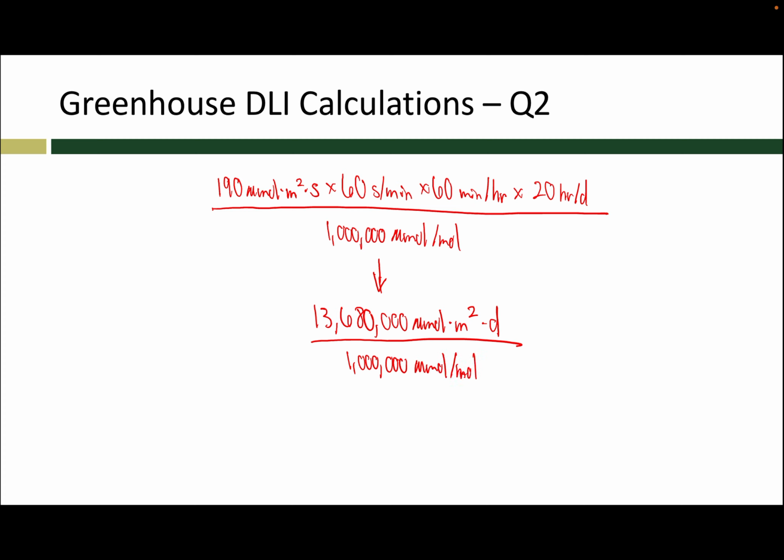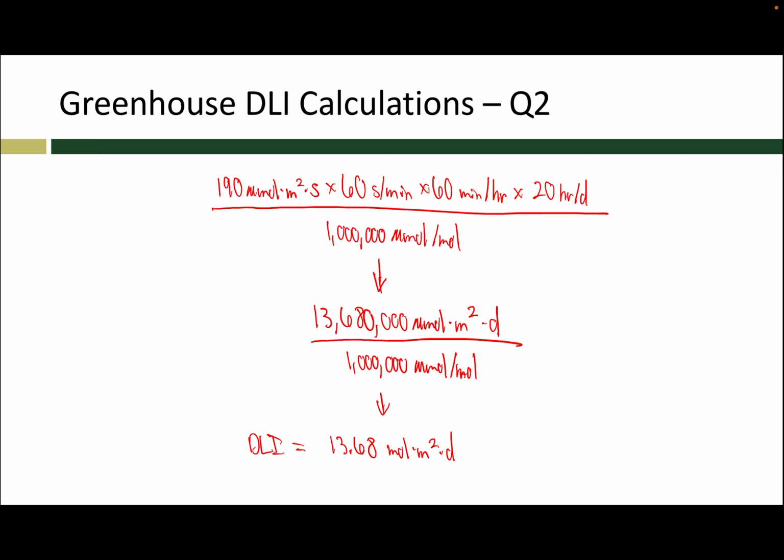And so now we can just divide that 13,680,000 micromoles by 1 million micromoles per mole, and that will give us our final DLI, which in this case is 13.68 moles per meter squared per day.